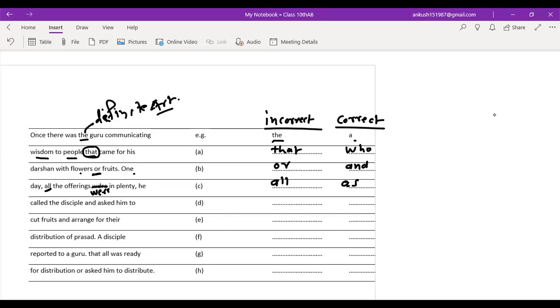he called the disciple and asked him to. What is wrong here? The, sir. The is wrong, definitely. Why is it wrong? Because there is not only one definite disciple. There are many disciples. So he called one of them, right? So the article the would be replaced with a. He called a disciple and asked him to cut fruits and arrange for their distribution. What is wrong?